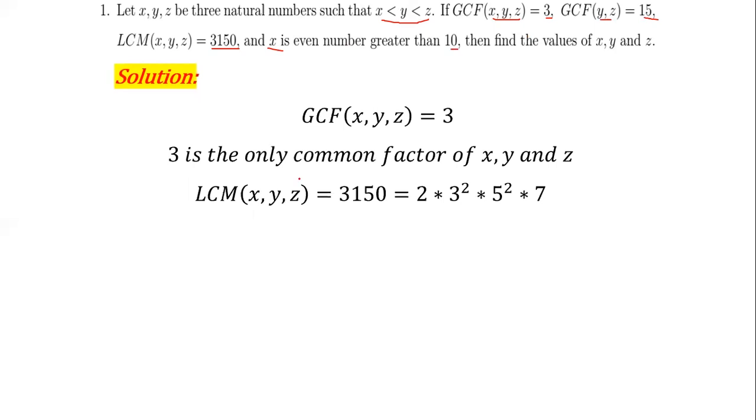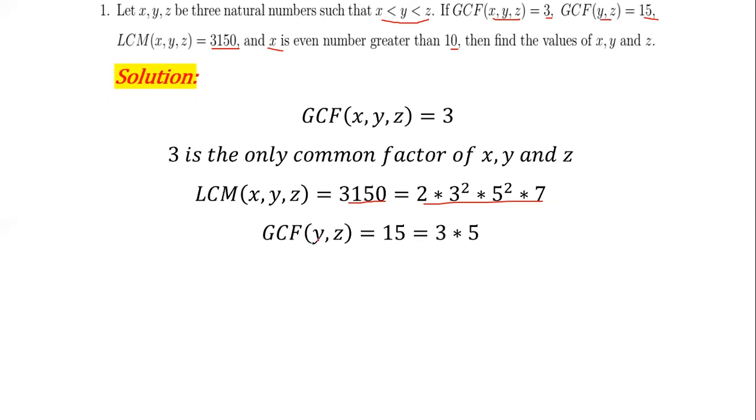Next information given: the least common multiple of the three natural numbers is 3150, which can be factorized in this way. That means from this prime factorization of their least common multiple, all the three natural numbers will have factors from the combination of these four, that is 2, 3, 5 and 7, so that there is no other factor other than these four which is a factor of any of these three.